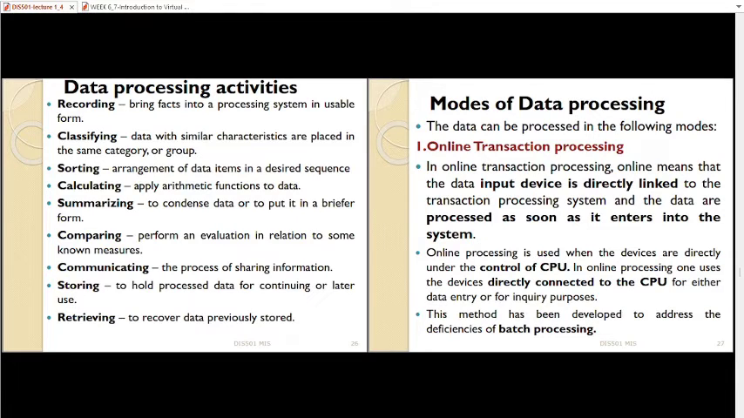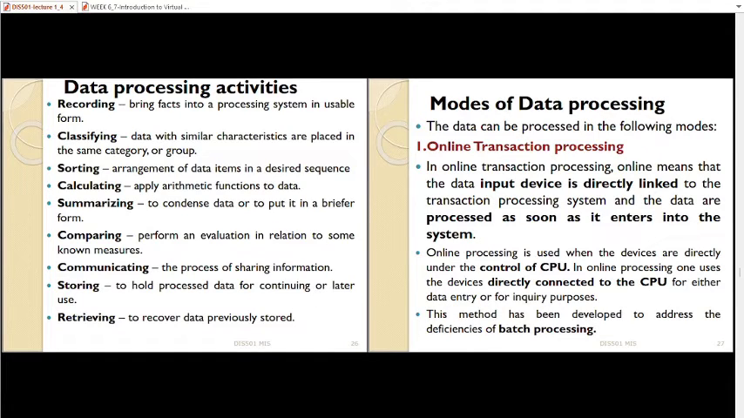So we have data processing activities such as recording, classifying, sorting, calculating, and summarizing. All this is basically what we take information through, like an employee working 5 hours at the rate of 1,000 Kenya shillings per hour. So we run calculations, and out of that we are able to get that this employee will get a wage of 5,000. So we have done calculations.